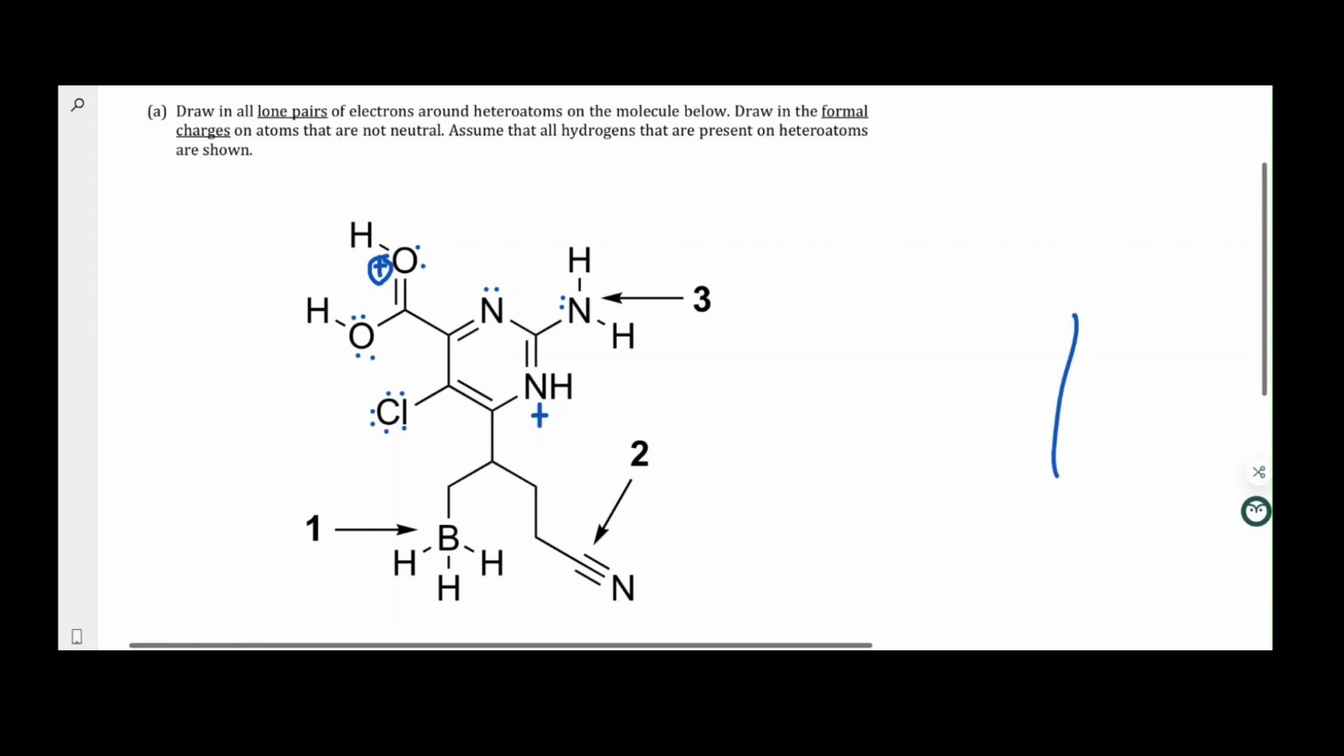And now, if we look at the boron over here, the boron is an exception.